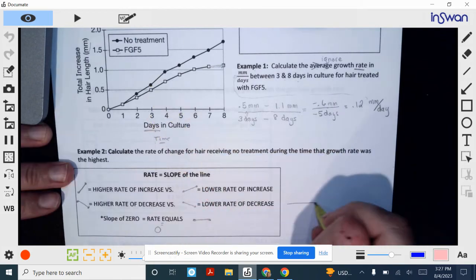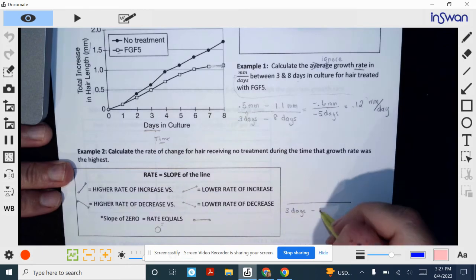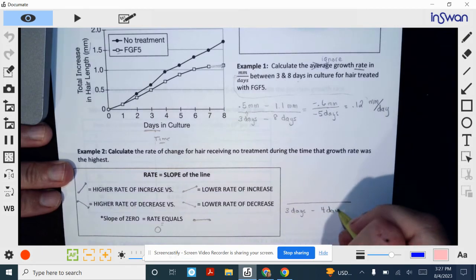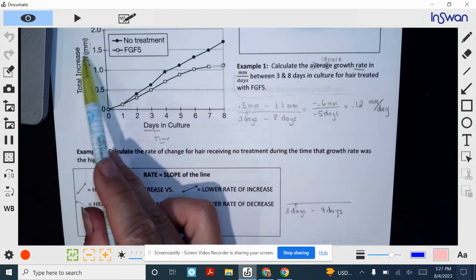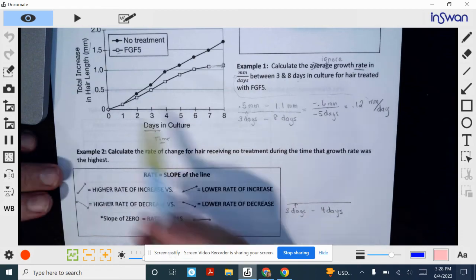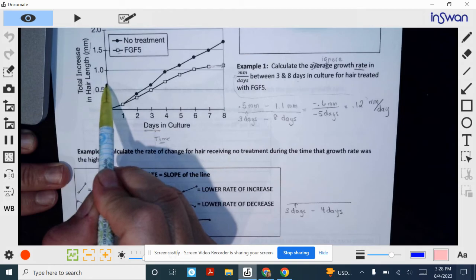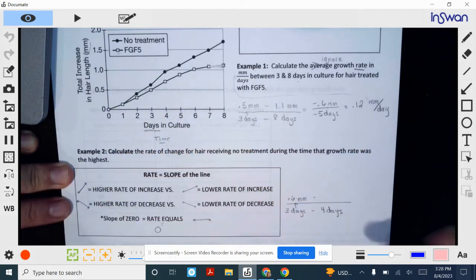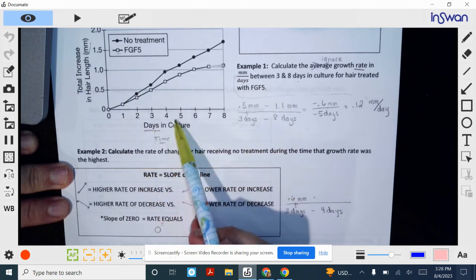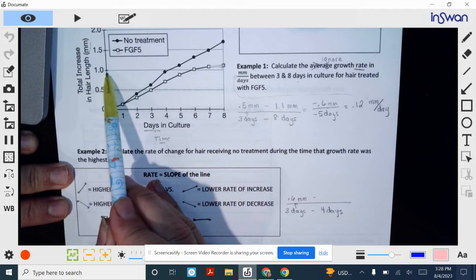So let's do it the exact same way. So we're going to write 3 days to 4 days, okay? So let's take a look at the corresponding length in millimeters that goes with 3 days. So 3 days, go up here, and let's figure out, let's call that, I think we can call that 0.6 millimeters. And then at 4 days, okay, it's not quite at the 1, so do not call it 1.